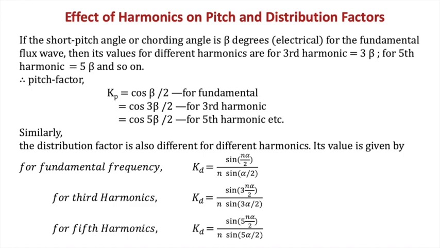Similarly, the distribution factor is also different for different harmonics. For the fundamental, Kd we had defined as sin(n alpha/2) divided by n sin(alpha/2). Substituting the value, for the third harmonic you will get Kd equal to sin(3 n alpha/2) divided by n sin(3 alpha/2), and for the fifth harmonic it will be sin(5 n alpha/2) divided by n sin(5 alpha/2).